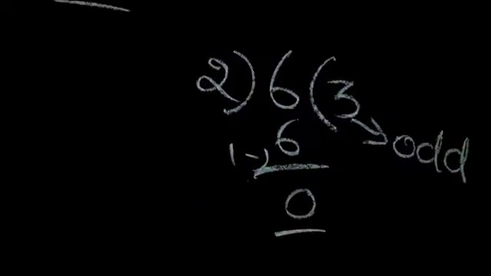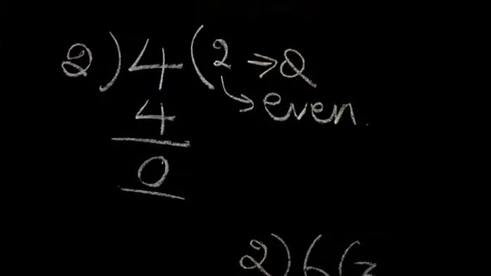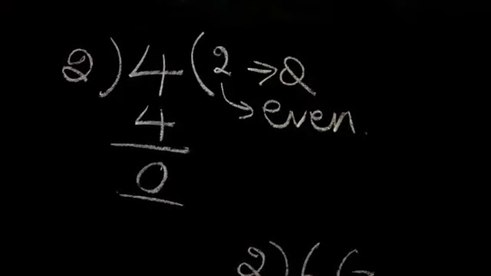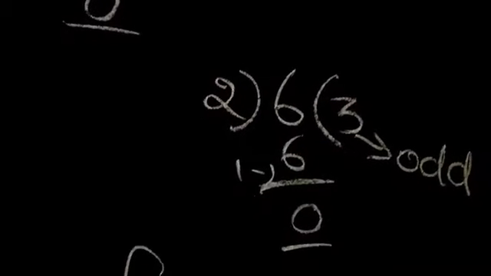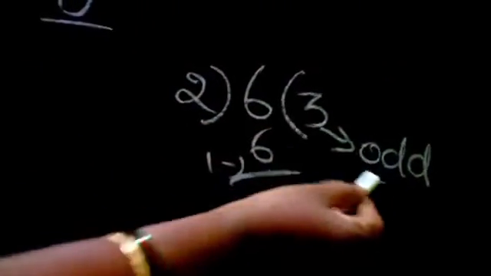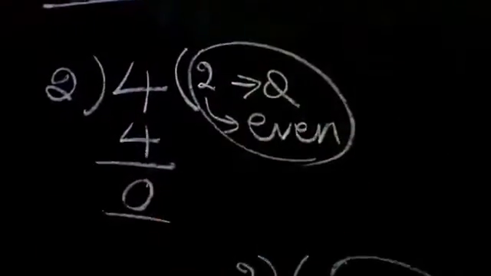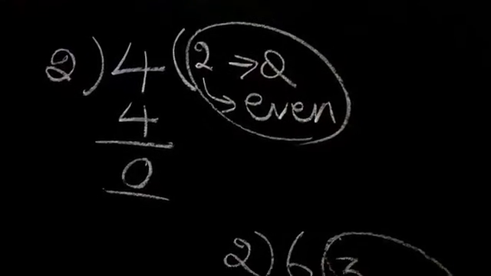So our statement is, if an even number is divided by 2, the quotient is always odd. It is false, because one time we are getting an odd number as the quotient, and one more time we are getting an even number as the quotient. So it is false.